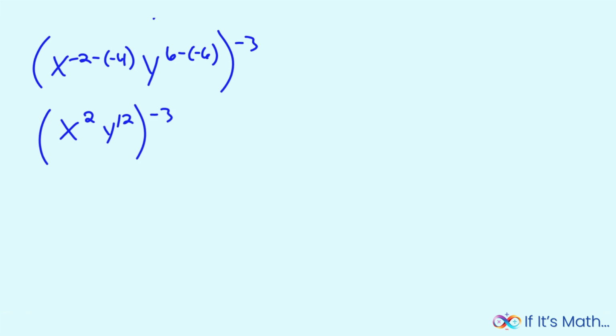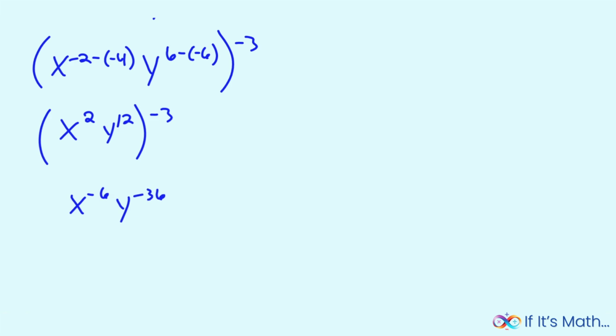So next we can finally take care of this exponent. Remember, if you have exponents raised to exponents, you multiply. So you'll have x to the 2 times negative 3, which is negative 6, and y to the 12 times negative 3, which is negative 36.